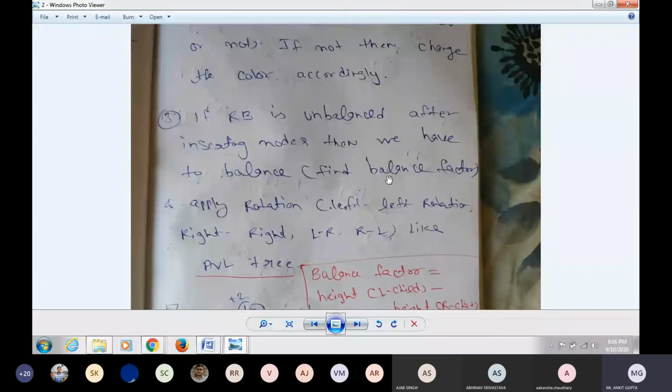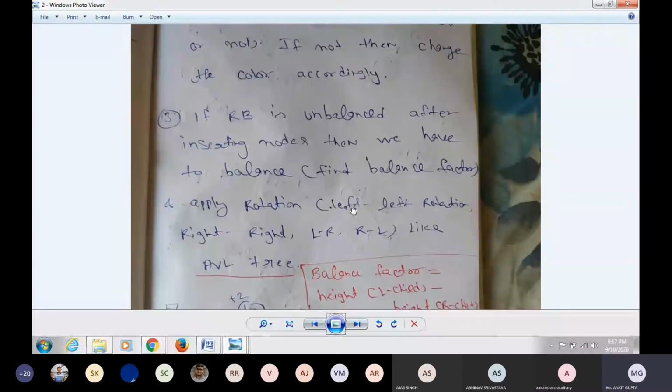Okay. So if you want to insert any node, first of all, I will insert it in the binary search tree fashion, according to the binary search tree. Then you have to check the coloring, whether the coloring is okay or not. Then you have to check whether it is balanced or not. If it is balanced, then fine, I can insert. But if it is unbalanced, I have to find the balance factor for each node, like in an AVL tree, and apply rotation if it is needed.